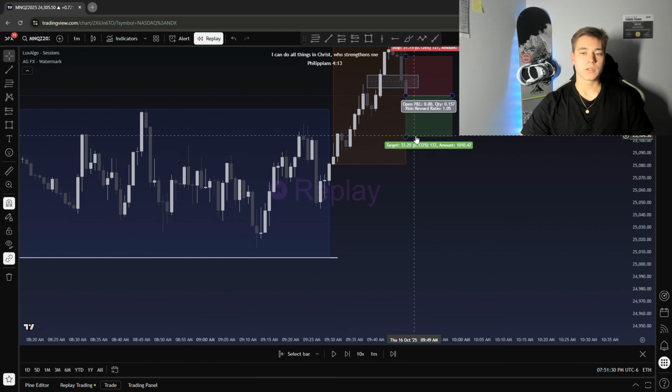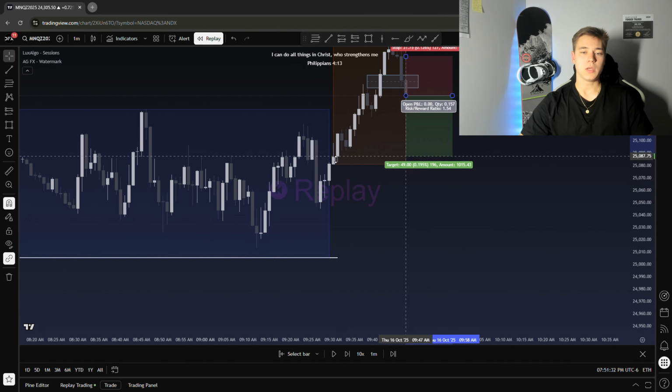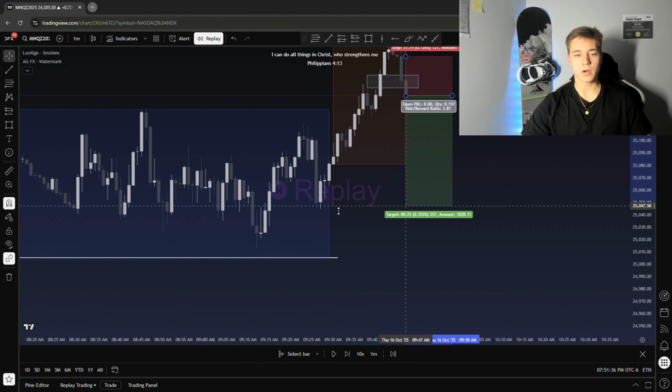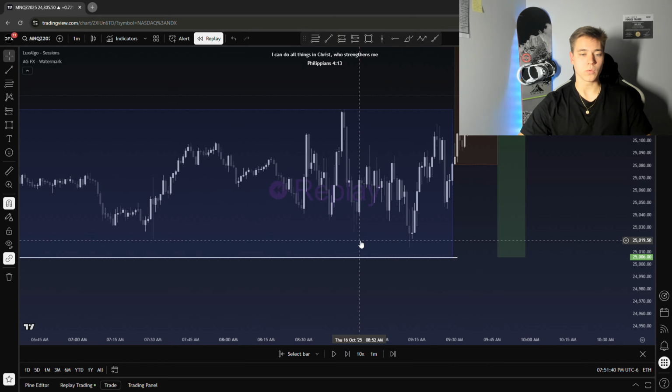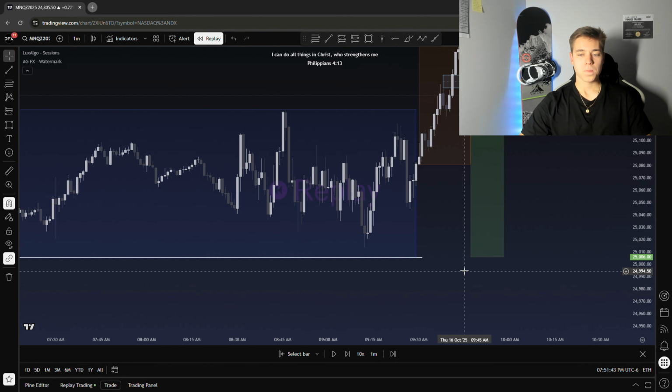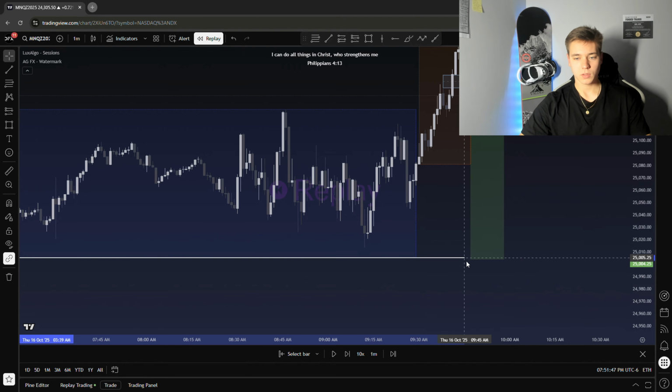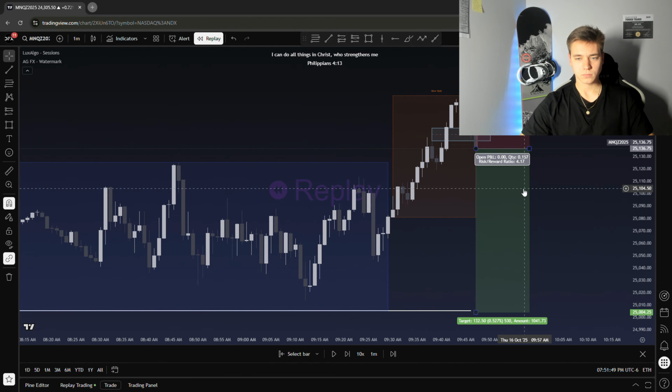Now, a lot of people want to target 1-to-1, maybe the closest draw, maybe the market open low, whatever. I like to target the opposite liquidity. So we can see that we got that London session low right here, this line right here. And that's exactly what I like to target. All right, so let's draw this line out. That's our London session low.